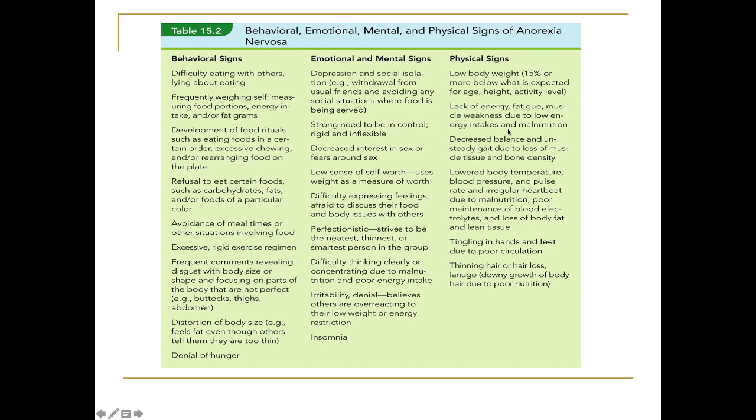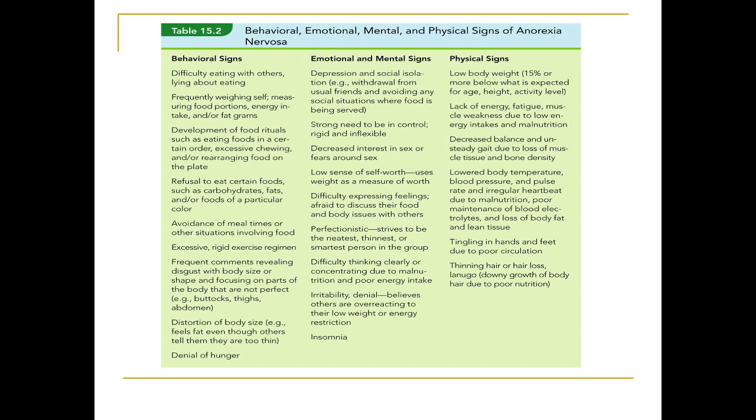You generally have a lack of energy and fatigue or muscle weakness because you're not taking in enough energy. Decreased balance and unsteady gait because you're losing muscle tissue and bone density. Your body temperature can go down because you aren't providing enough energy to keep yourself warm. Your pulse can become irregular, and your maintenance of blood electrolytes and lean and fat tissue can decrease.